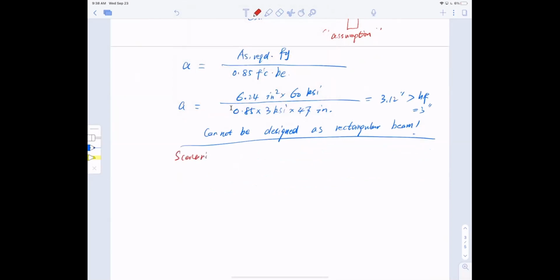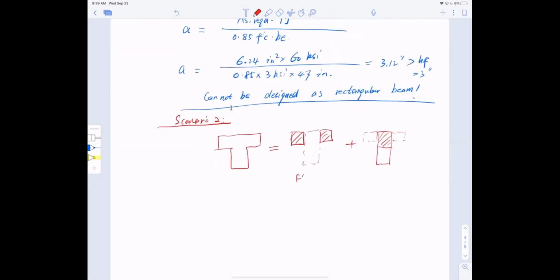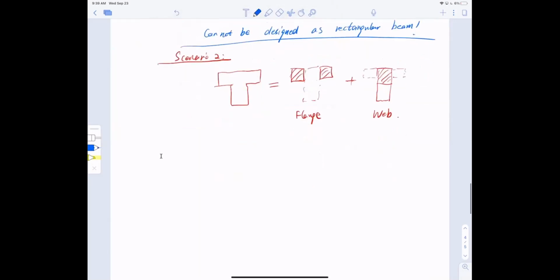Recall scenario number 2. We have to separate the beams, right? Recall we have to do this equal to this, plus, oops, sorry, there's no line here, plus this. We have to separate, in terms of flange and in terms of web. So with that, we have to do a difference.